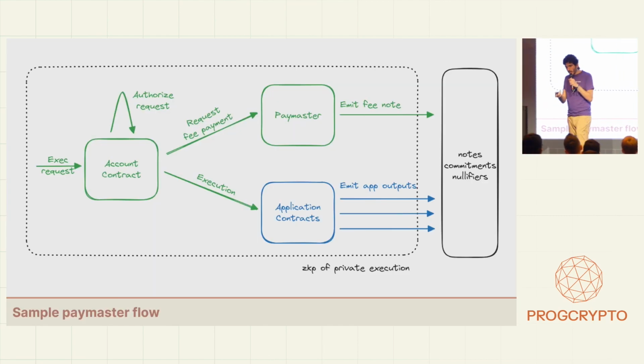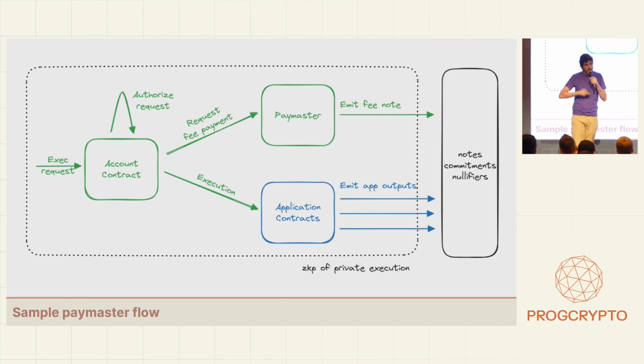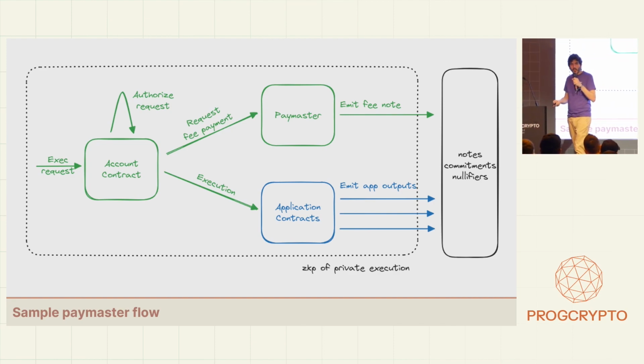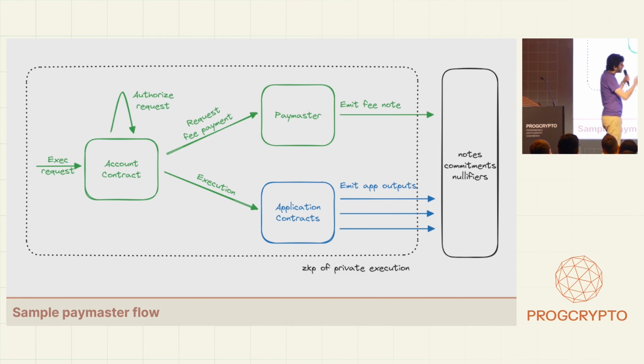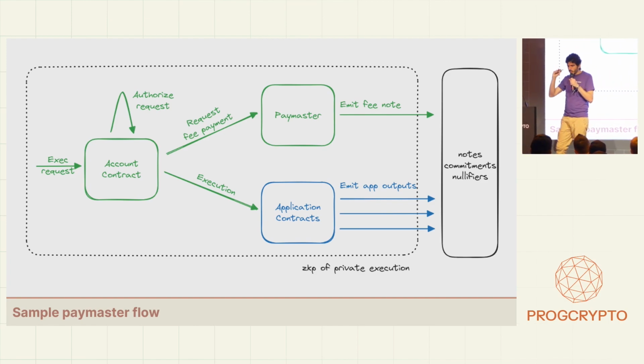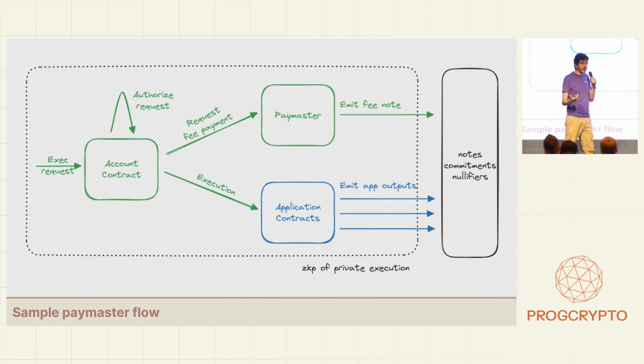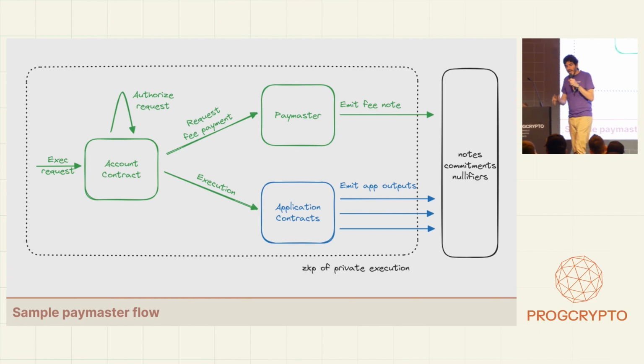Here in green, we have what would be the verification phase of a transaction, in which the user sends a request, and the account contract takes care of authorizing it using whatever cryptographic scheme the user wants. It sends a request to, let's say, a paymaster contract that takes care of outputting a note, a commitment that is going to have the payment for the sequencer, for whoever includes this transaction on the network. And once this verification phase is finished, sure, we go along with an execution phase. All of this happens within the user device, again.